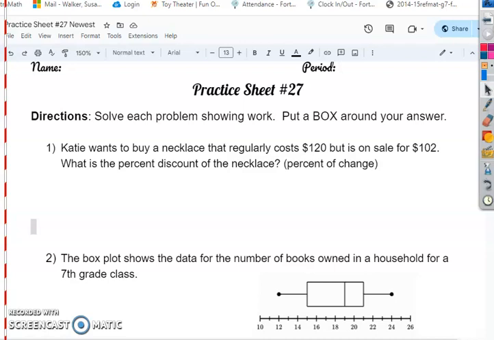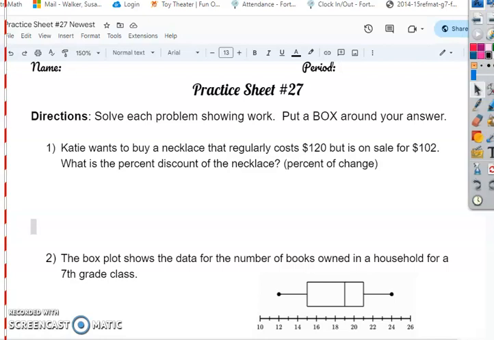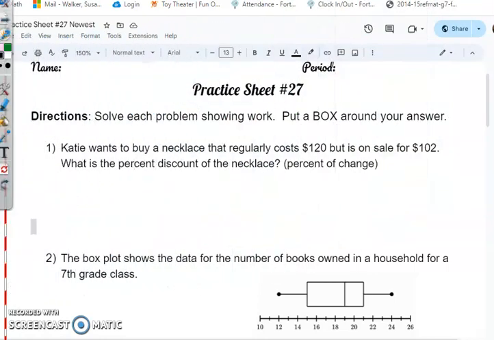Hey everyone, we are starting on practice sheet 27. So we're going to start with number 1, which we have talked about. It is one of those 100% it will be something asked on STAR. So I want to make sure everyone here has a method for solving it.